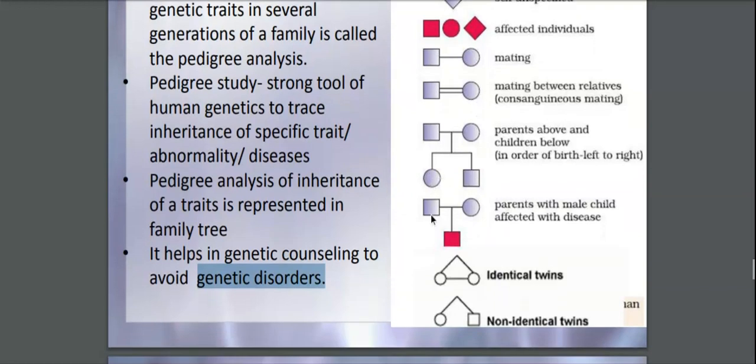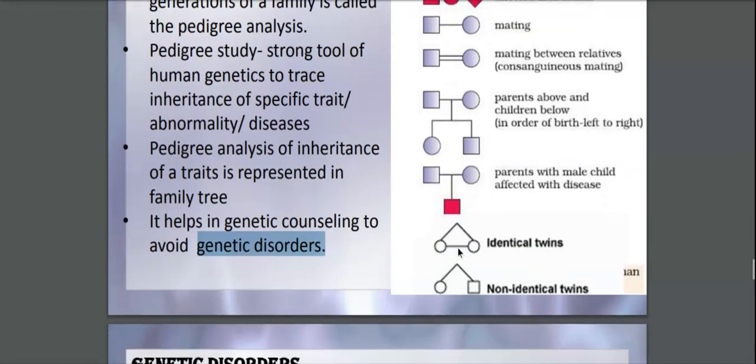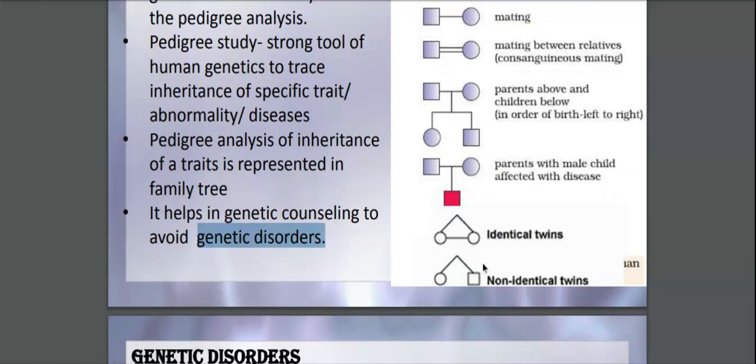Now, here, this shows that this couple has a child, but the child is showing the particular disease or trait or abnormality that is being traced. Whereas, if you see the parents, they are unaffected. So, unaffected parents, affected child. A symbol for identical twins and a symbol for non-identical twins.